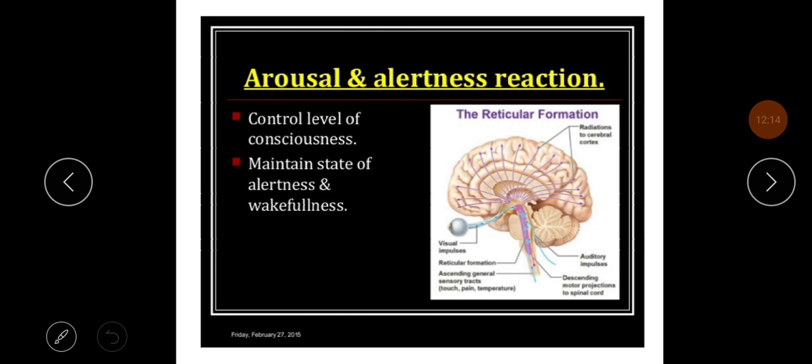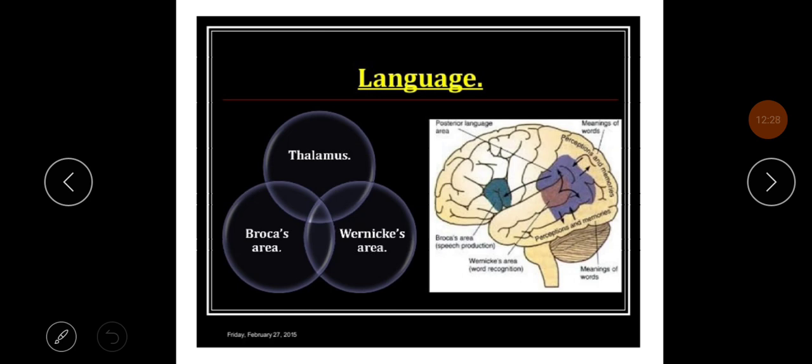They help in the arousal and alert reaction. They control the level of consciousness by keeping the cerebral cortex awake through the thalamocortical radiation. It is important for language, as the thalamus extensively has a connection with Broca's area and Wernicke's area.